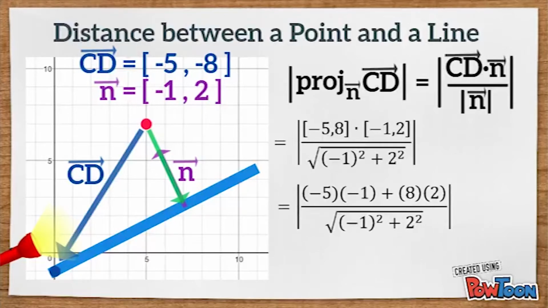The numerator will be the sum of -5 times -1 with -8 times 2. Then the denominator will be the square root of (-1) squared plus 2 squared.